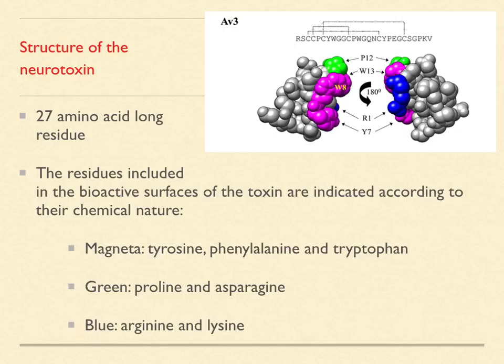Here we have an image of the bioactive surface of the av3 neurotoxin. The image shows both sides of the structure, so we can see all the residues it is made up of. It is a 27 amino acid long residue, and as shown in the image, the residues are color coordinated. Tyrosine, phenylalanine, tryptophan are in magenta, proline and asparagine are colored in green, arginine and lysine are colored in blue.